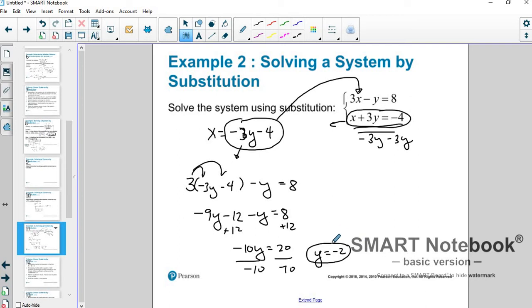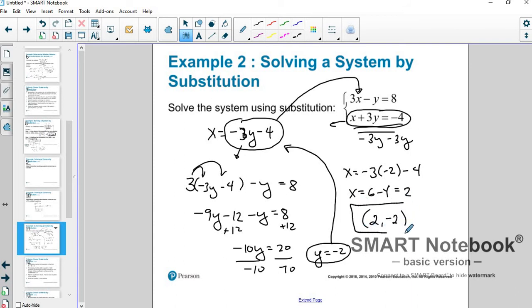But now we have to come back and plug in to solve for x. So x equals negative 3 times negative 2 minus 4. x equals 6 minus 4, so x equals 2. So our answer is 2 comma negative 2.